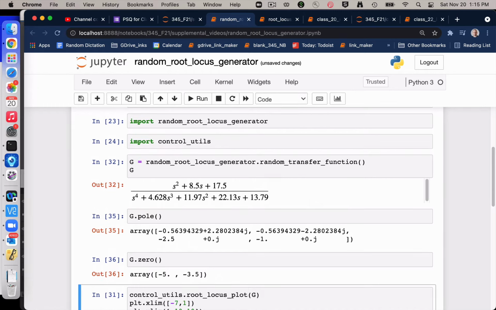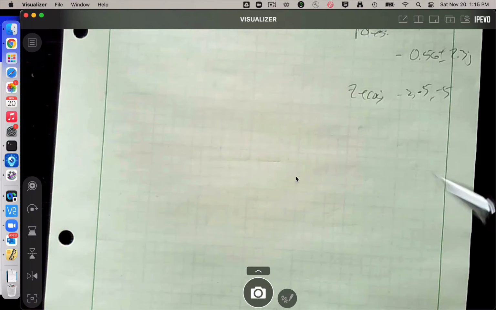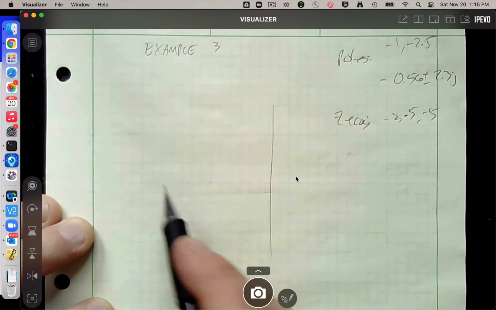So our poles, -1, -2.5 are real, and then a -0.56 plus or minus 2.3j, and our zeros are at -3.5, -5. Oops, sorry about that.